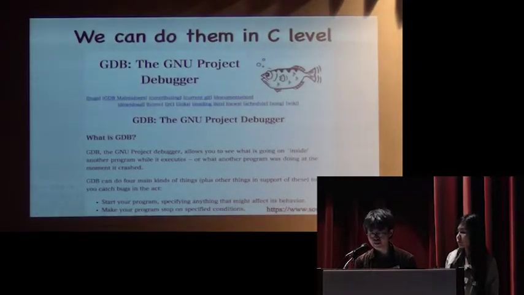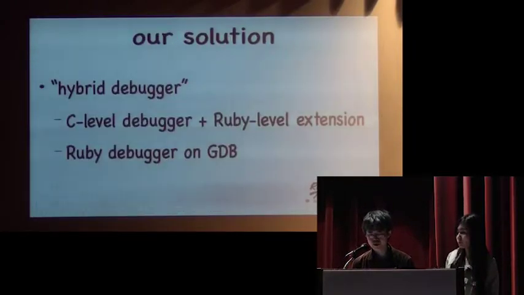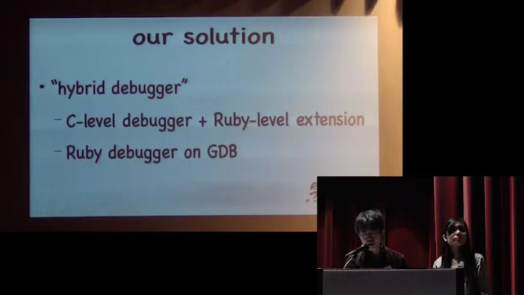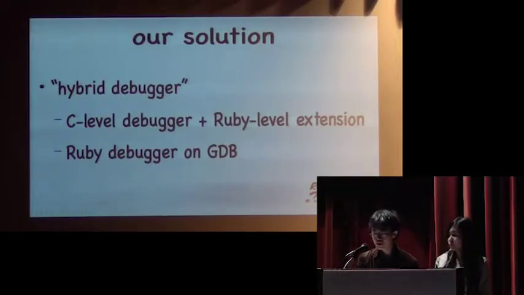In C-level debugging, we have already used GDB and Eclipse CDT. It's very useful for us, so we want to use the power of GDB to debug Ruby code. So we suggest a different type of debugger called a hybrid debugger. Our goal is to build an mruby debugger on GDB. It should help debugging both the Ruby part and the C part.